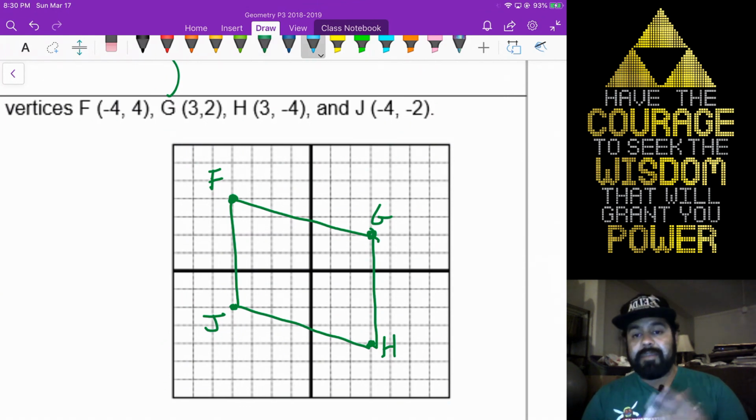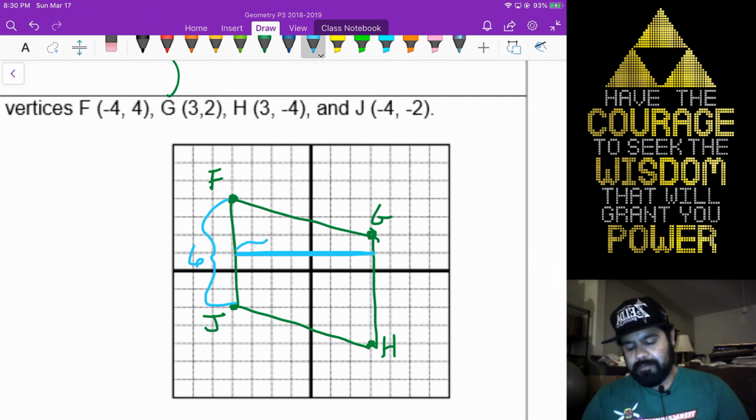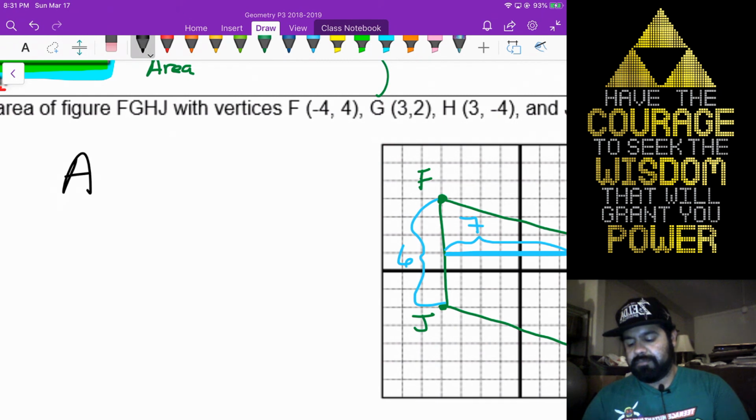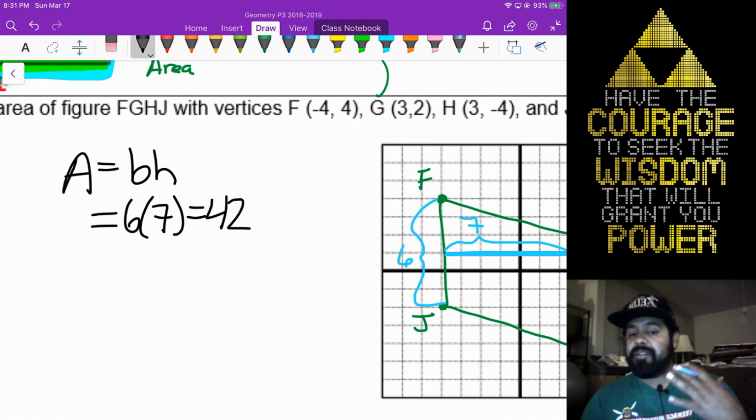So the area of a parallelogram, again, remember, is base times height. So here's my base length, 1, 2, 3, 4, 5, 6. Then our height, remember, goes perpendicular to that. So just count the distance between those two. 1, 2, 3, 4, 5, 6, 7. So then our area is just going to be 7 times 6, which is 42. Now, since there are no units on the actual graph, we would say units squared.